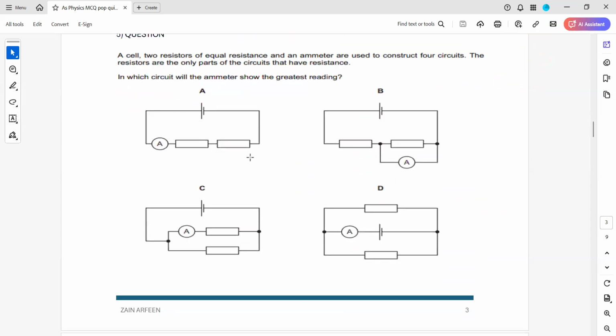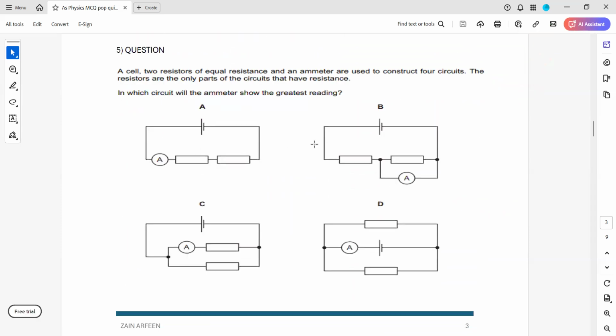Question 5. A cell, two resistors of equal resistance, and an ammeter are used to construct four circuits. The resistors are the only part of a circuit that have resistance. In which circuit does the ammeter show the greatest current? Equal resistors are there, so this is R and this is R. So the total resistance is 2R. What is the total resistance of this circuit?